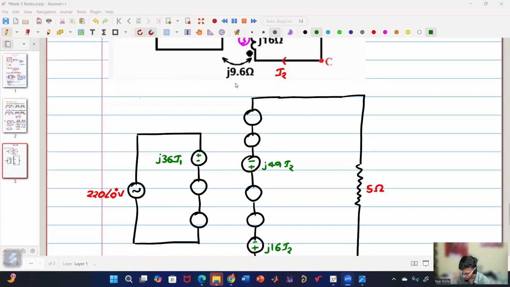So first of all, it will be the opposite polarity. So it is plus minus, so this will be minus plus. So it will be j 9.6 into I2. Similarly, here also it is plus minus, so we have minus plus j 9.6 I1. Everyone agree or any confusion?